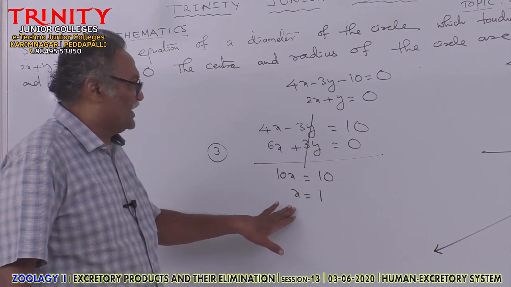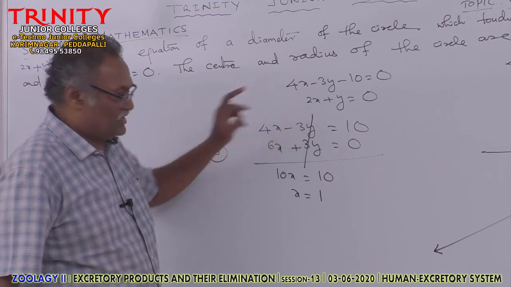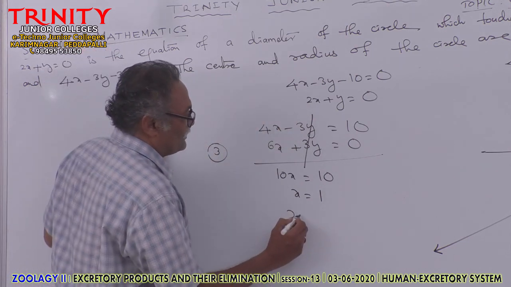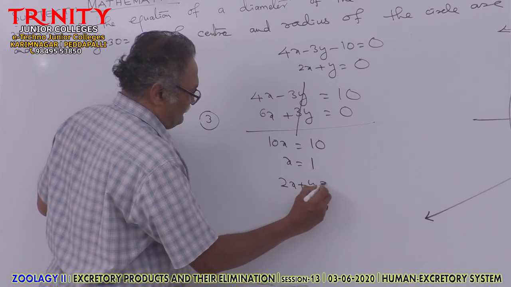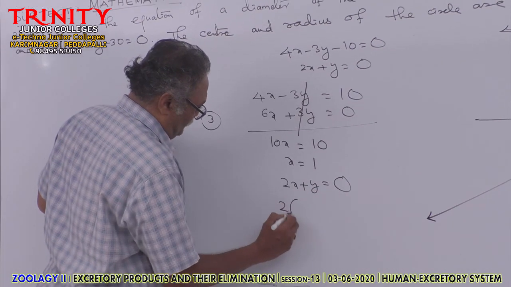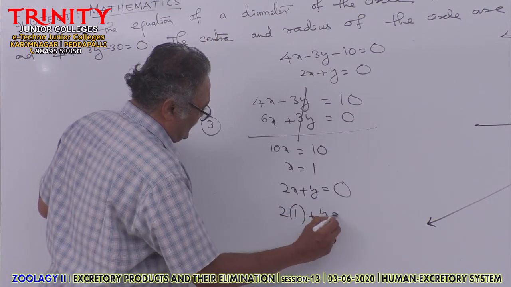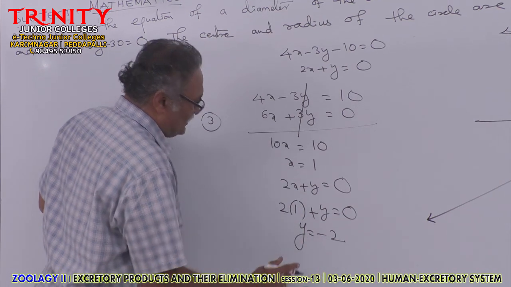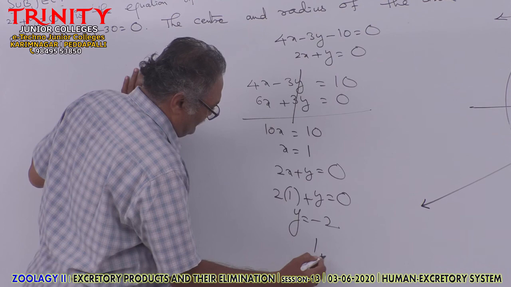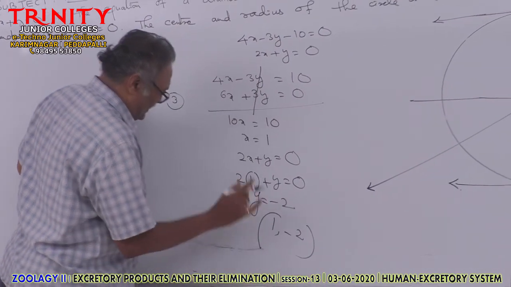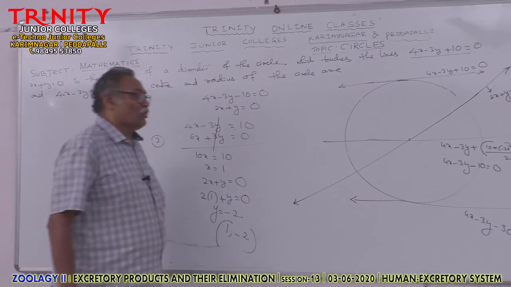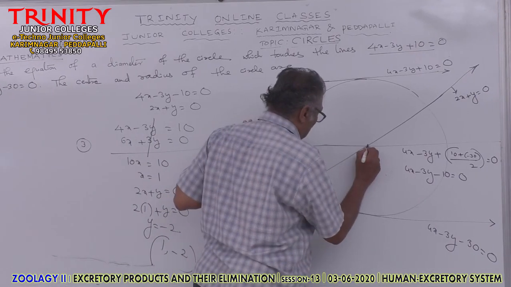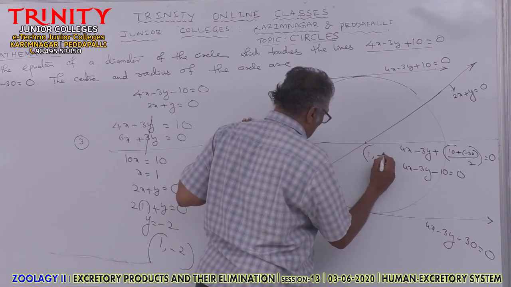Substituting the value of x in this equation, that is 2x plus y equals 0: 2 into 1 plus y equals 0. Y is equal to minus 2. So the coordinates of the center are 1 comma minus 2.